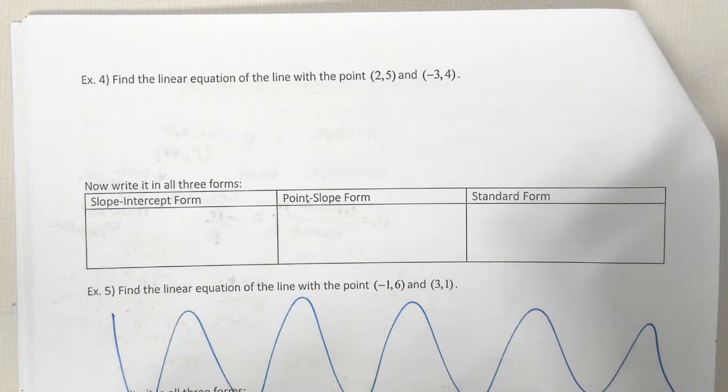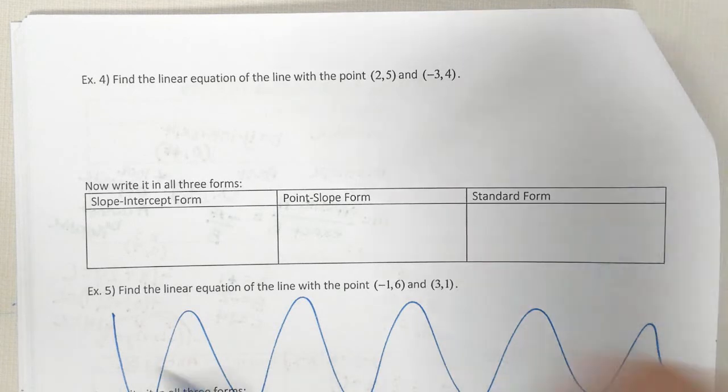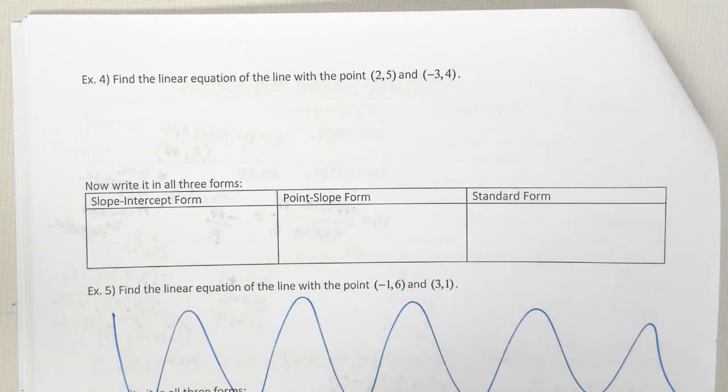Because what's different on number 4? Number 4 has 2 points. Does it give me my slope? No. But don't I need slope for all 3 forms? Yes. So we have to find it. Can you find slope from 2 points? Yeah, how? Who remembers?